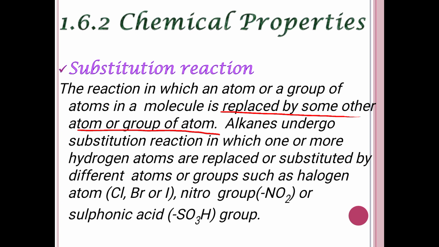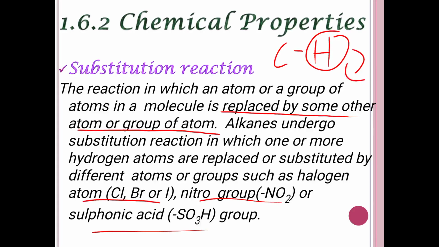Alkanes undergo substitution reactions in which one or more hydrogen atoms are replaced or substituted by different atoms or groups such as halogens, nitro group or sulfonic group. We know hydrocarbons contain only carbon and hydrogen. So one of the hydrogens is replaced by either halogens or nitro group or sulfonyl group.